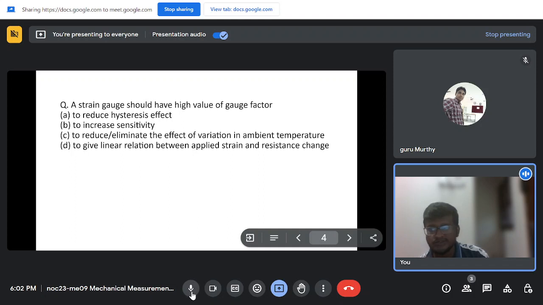So basically the answer is option B, to increase sensitivity. If you remember, for a strain gauge, the change in resistance is given by delta R by R equals gauge factor into the strain. So if you have a higher gauge factor value, you will have a bigger difference in the resistance. That will give you higher sensitivity for a given strain. So the answer is B.